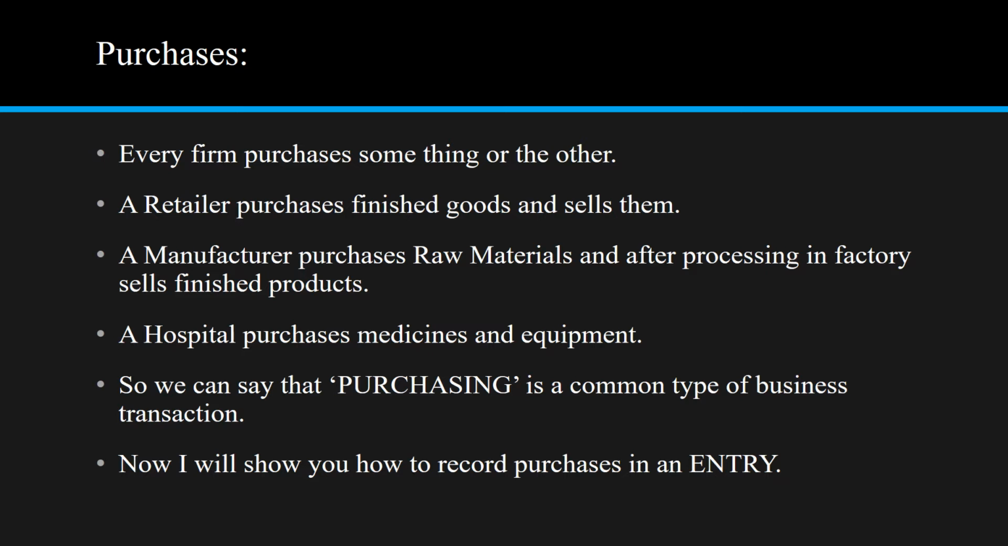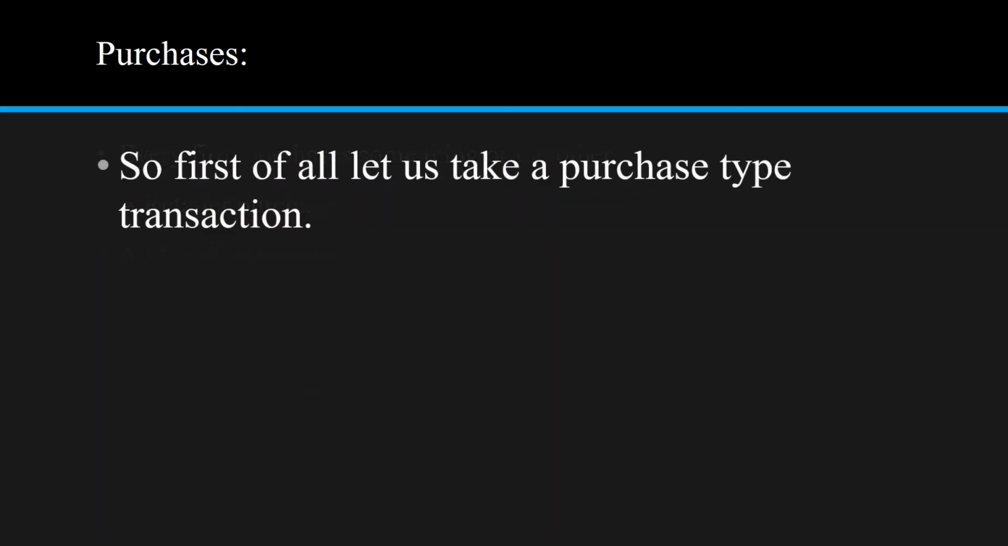So I will show you how we record a purchase in an entry. That means the accounting record, and you will see that in the next slide. To begin with, let's take a purchase type transaction first and see how it looks. What are the components of a purchase type transaction? And then I'll show you how we record that transaction in an entry.